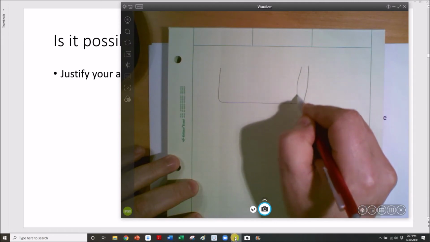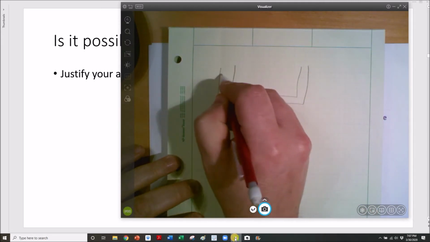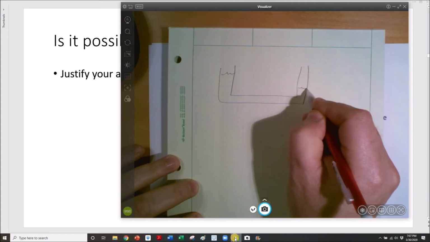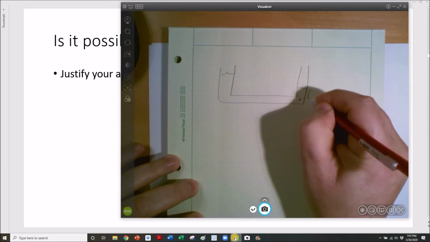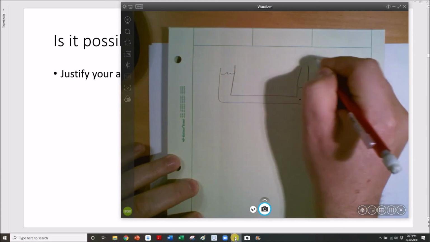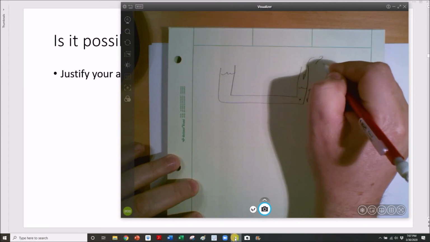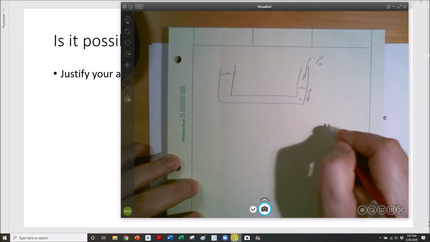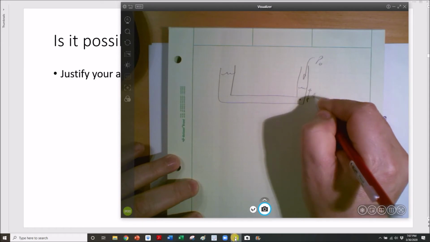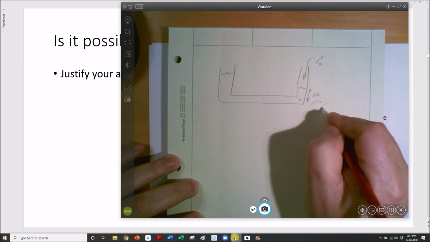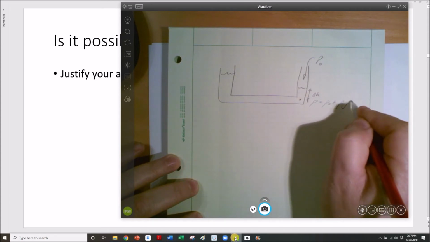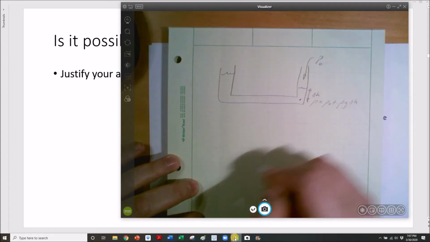Here is my situation that I have. I've got water here and I've got water here. So at this point here, we're going to have a certain pressure. The pressure from the atmosphere on top, plus this delta height pressure right here. So the pressure right here equals P naught plus rho g delta h.